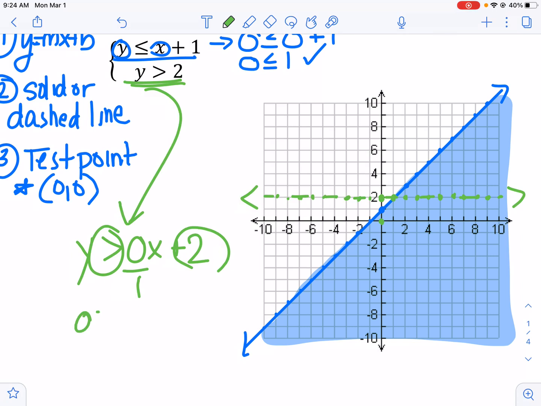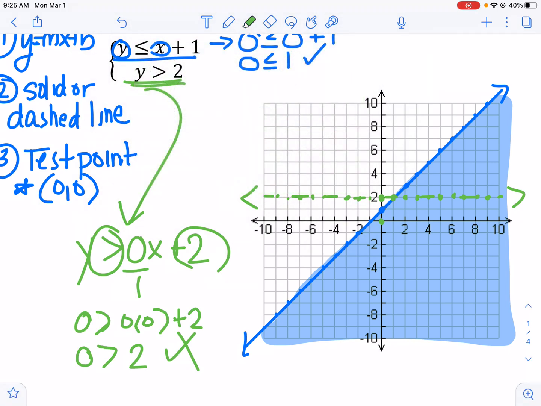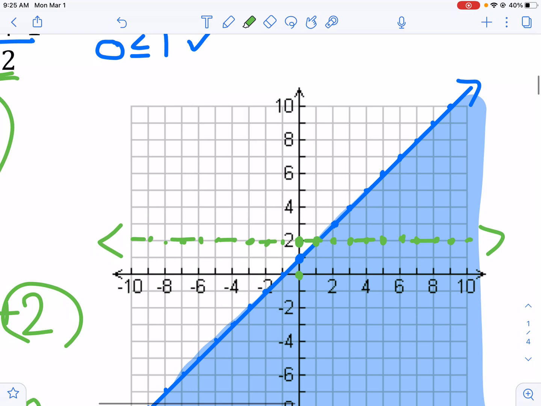So 0 is greater than 0 times 0 plus 2. Is 0 greater than 2? Yes, it is. No, it's not. I'm confusing myself. No, it's not. 0 is not greater than 2. So therefore, my shading does not go through that point, and my shading is above. Change to green, please.